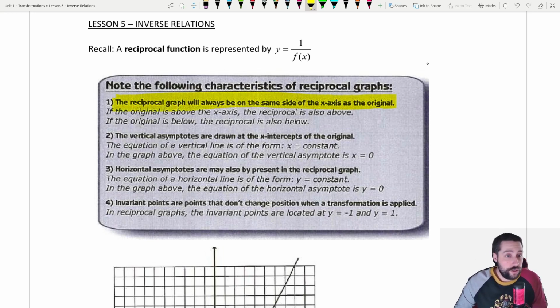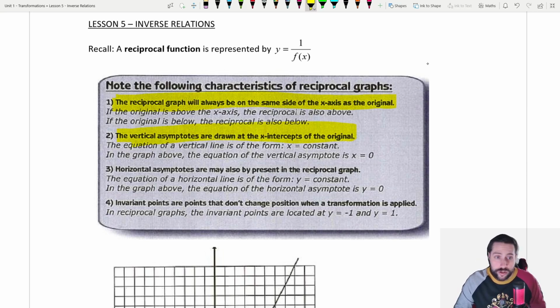Okay, 2, the vertical asymptotes are drawn at the x-intercepts of the original. So the equation of the line is of the form x equals a constant. So in the above graph, the equation of the vertical asymptote will be at x is equal to 0.